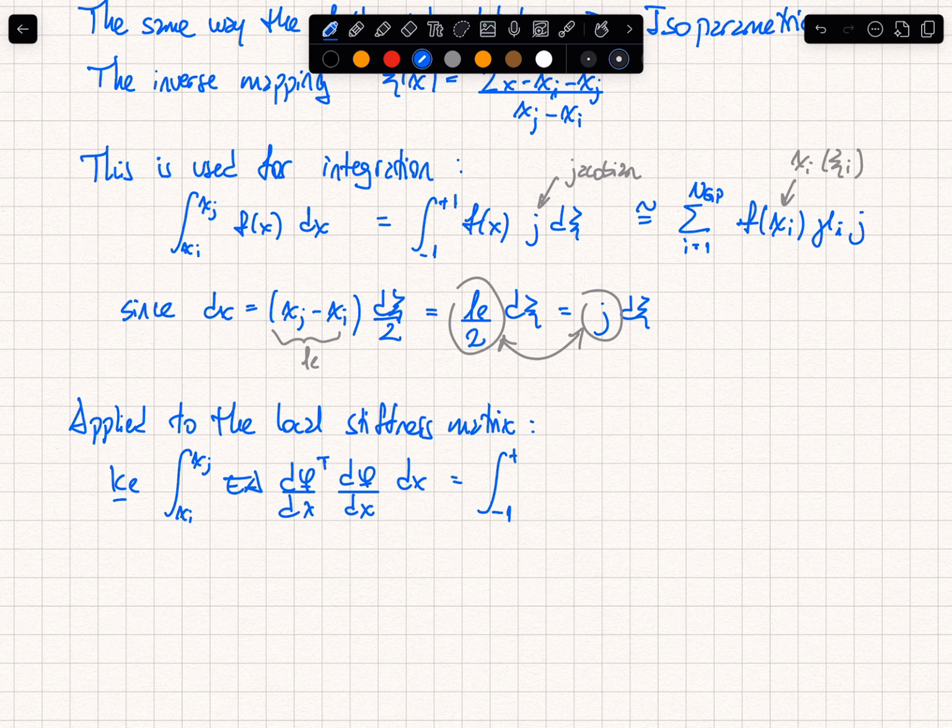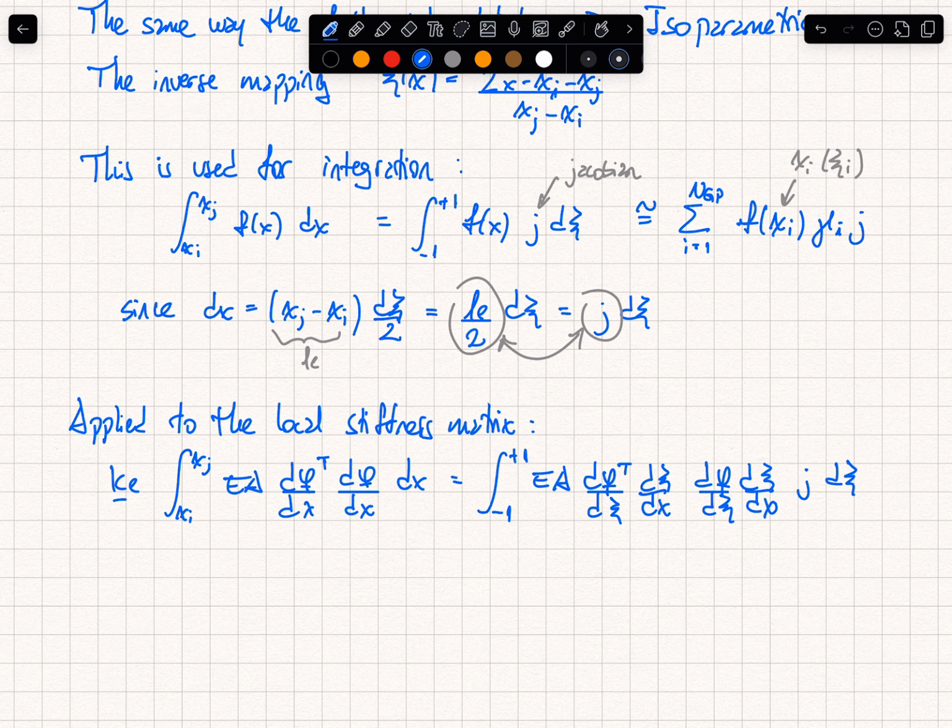And now that I'm going to make the transformation into our canonical element, this is going to be the integral between -1 and 1 of EA d phi transpose dxc dx, and then I have the same d phi dxc dx, multiplied by j, multiplied by dxc.